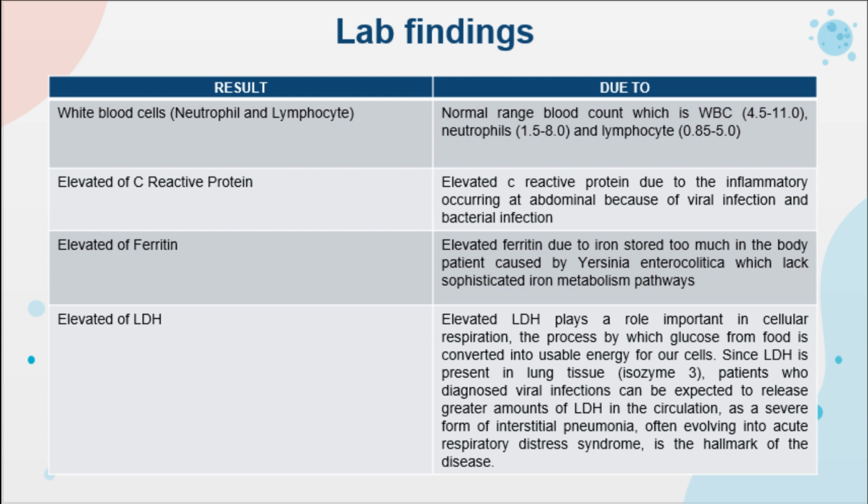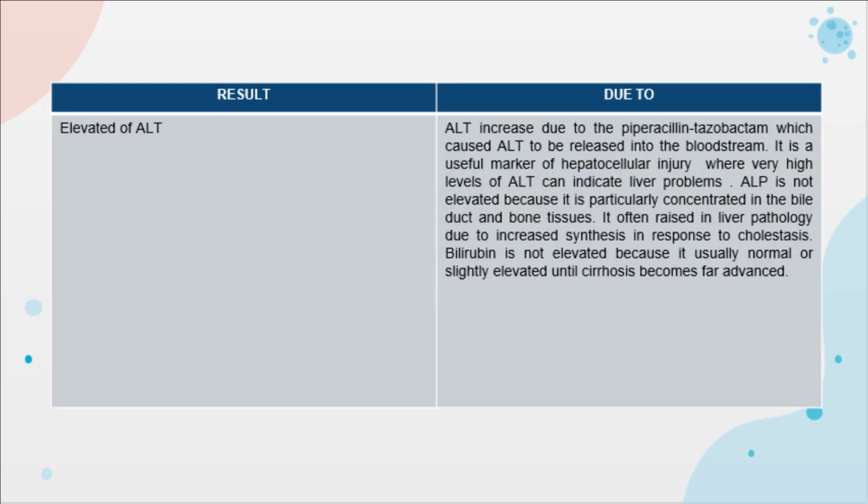Moreover, LDH is elevated. LDH plays an important role in cellular respiration, the process by which glucose from food is converted into usable energy for our cells. Since LDH is present in lung tissue, patients who are diagnosed with viral infections can be expected to release a greater amount of LDH into the circulation, as a severe form of interstitial pneumonia, often evolving into acute respiratory distress, is the hallmark of the disease. Lastly, ALT increased due to piperacillin tazobactam, which caused ALT to be released into the bloodstream.